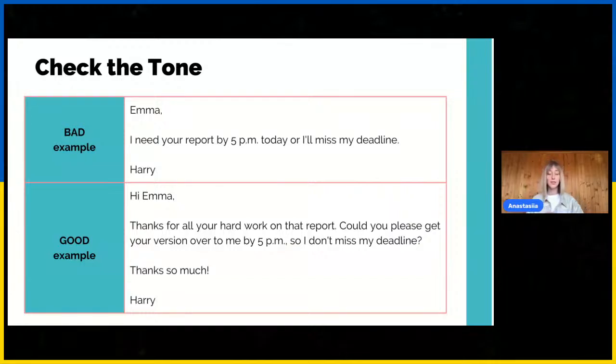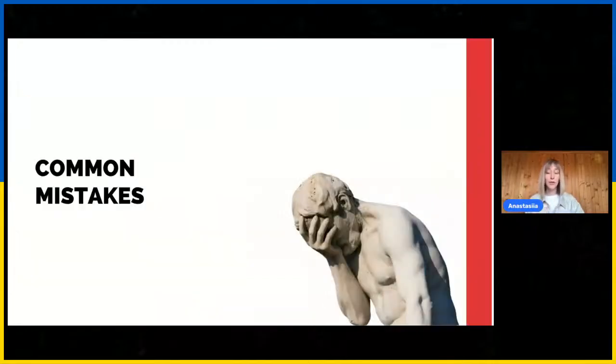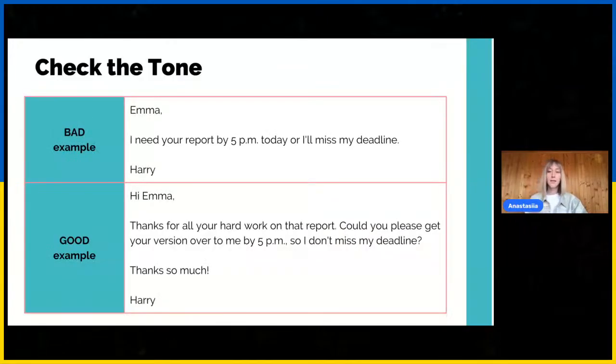Okay, here it is. So you can see the bad example and the good example of such an email. In the first example, we can see that probably Harry is really angry or dissatisfied with Emma, and when she reads this email, she may think, how dare he, I have spent hours doing this work, and now you, Harry, are so rude with me.